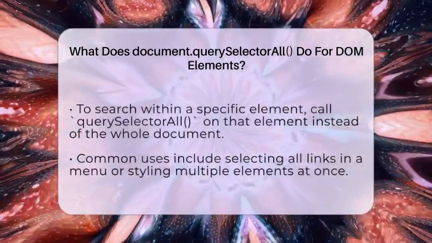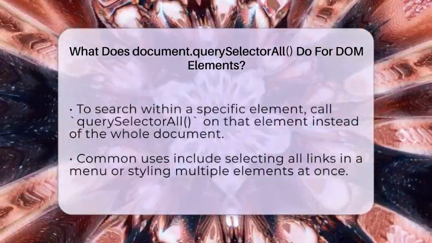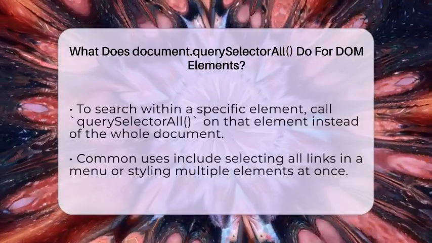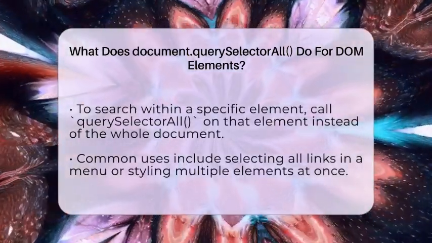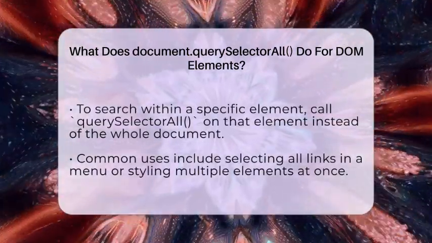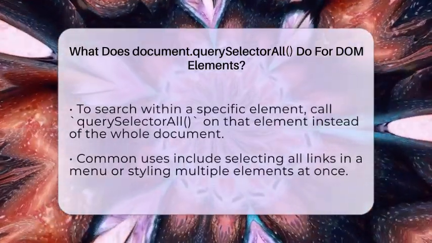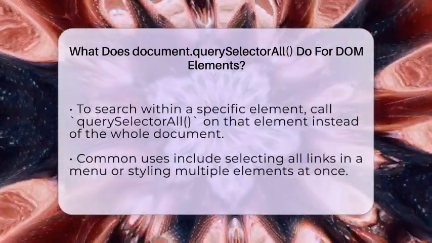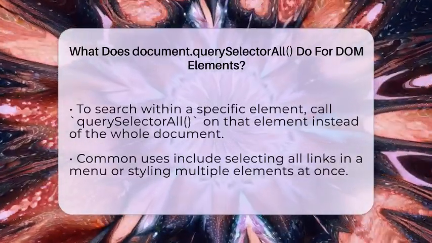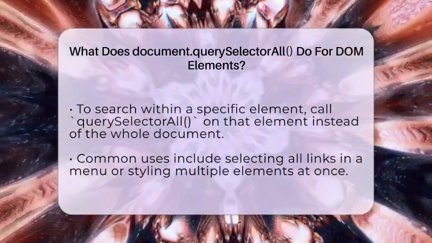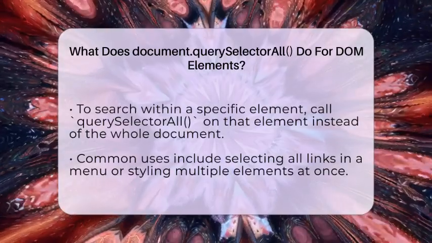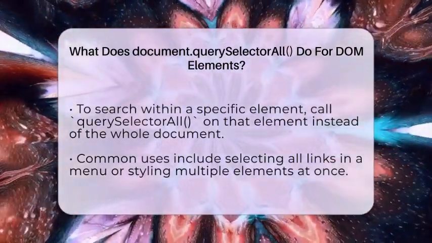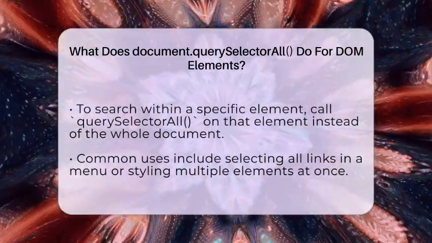This way, it only searches within that element and its children. This is useful when you want to narrow down your search to a specific part of the web page. Using querySelectorAll is very handy for many tasks. You can select all the links in a menu to add click events, find all the items with a certain class to style them differently, or gather data from multiple elements at once.